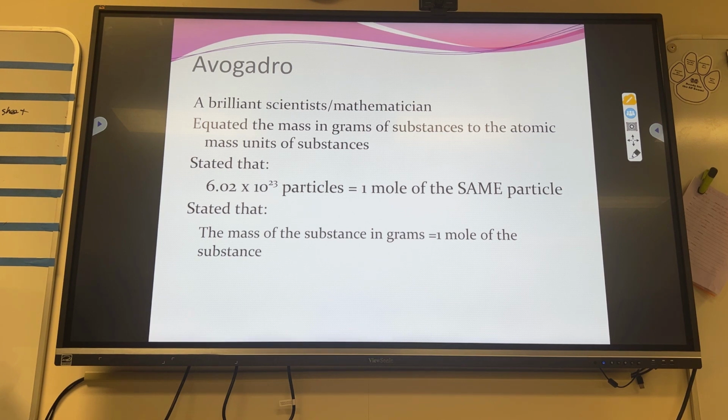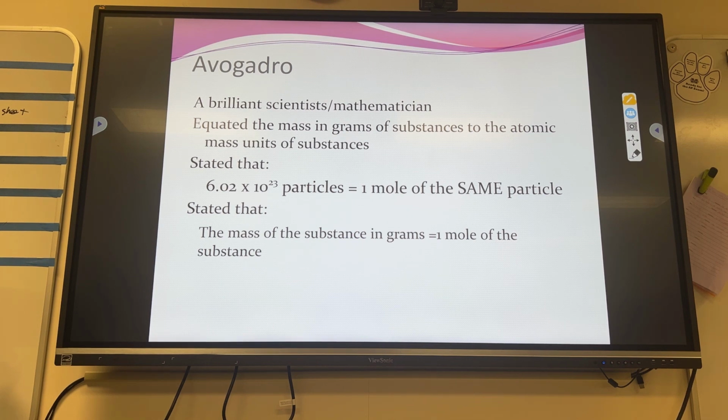Avogadro is where we get this concept from. And the nuts and bolts of it are those last two stated lines. Remember, just like a dozen is 12 things, a mole is 6.02 times 10 to the 23rd things. And for the purpose of today, maybe the most important part of this is what the mole means. The mole means we can relate the number of particles of something to the mass of something.